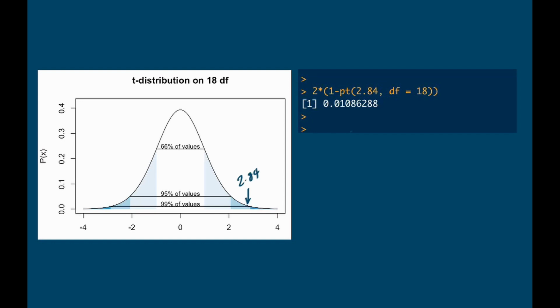We can calculate a more precise probability of observing this value or a bigger one by plugging it into R, and we get a p-value of 0.01. So what that's telling us is that were the null hypothesis true, were the population means of our two samples actually the same, we would only find a difference as big or bigger than the one we found 1% of the time. And we would interpret that and say that we have a statistically significant difference between our means.